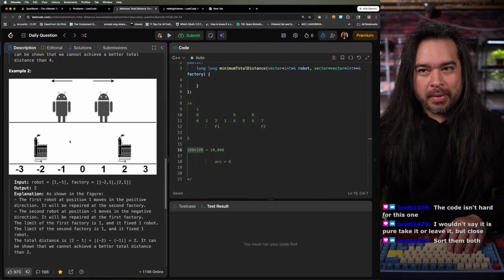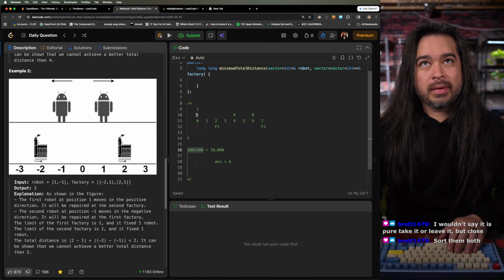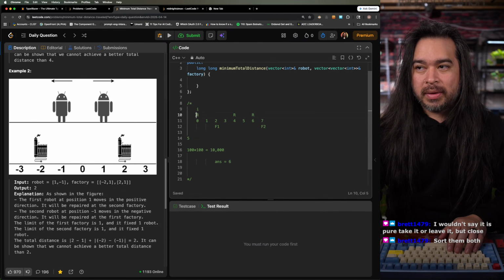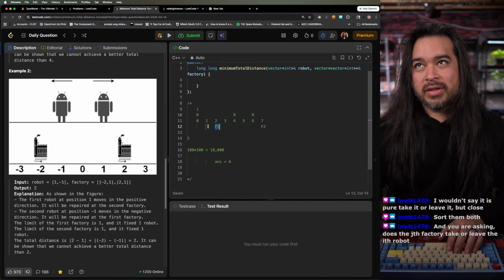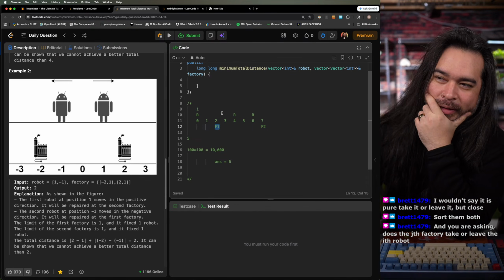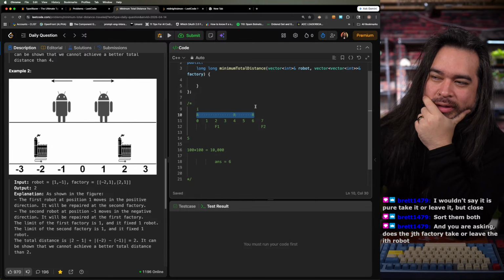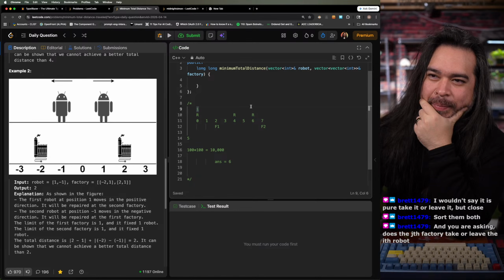Sort them both. So, okay, let's say I sort them like this. And then we're at the first robot. Oh, I see what you're saying. Yes. So we just decide, should that factory take it or leave it on those robots, and we have that many robots.